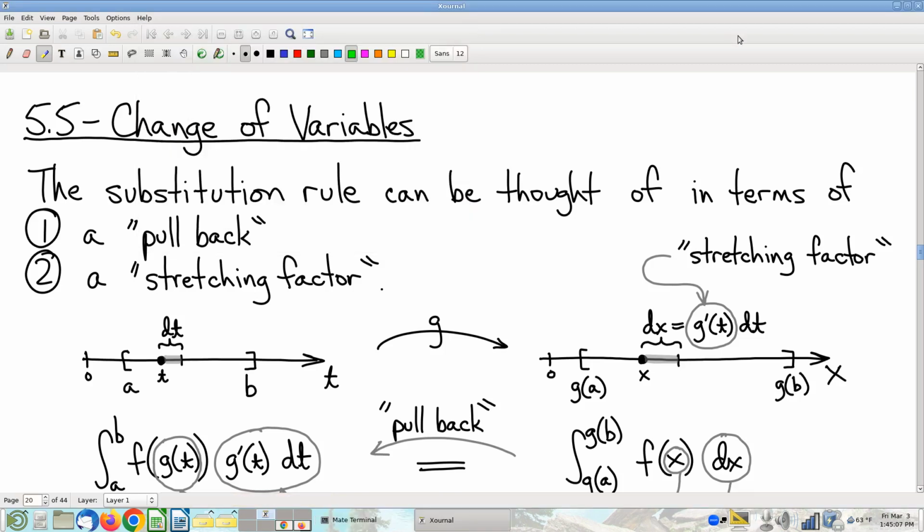Okay, so new section for today. We're talking about section 5.5 on change of variables. This is a really big section, just in terms of the number of pages and the number of things that are going to need to get said. This is going to take us several lectures to finish. So maybe we'll finish by Wednesday of next week.